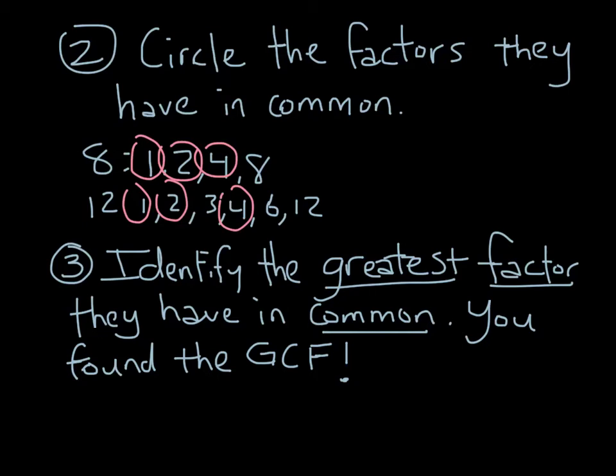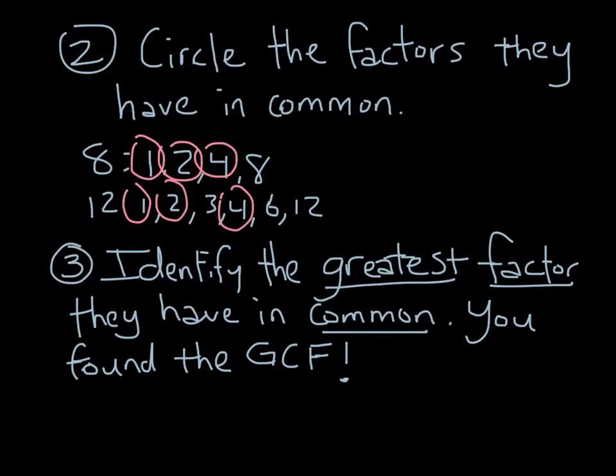So then the last question we need to ask ourselves is which out of the factors that they have in common, 1, 2, and 4, which is the greatest? And that answer, of course, is simple, and it's 4. And so what we've just done is we've already done step 3 right here, which says identify the greatest factor they have in common, and you found the GCF.